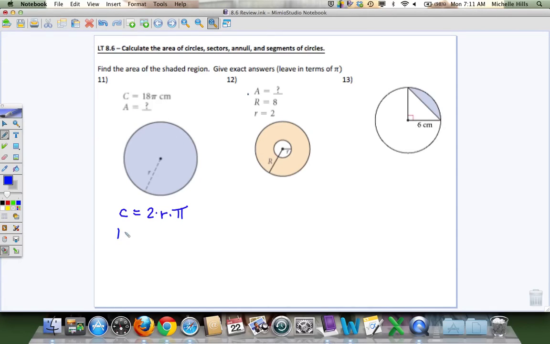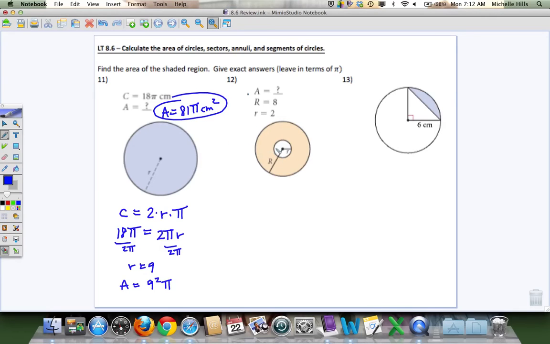radius. So 18 pi is equal to 2 pi r, just rearranging this. If I divide both sides by 2 pi to solve for r, the radius is 9. So the area is the radius squared times pi, which means area equals 81 pi. Don't forget your units, square centimeters.